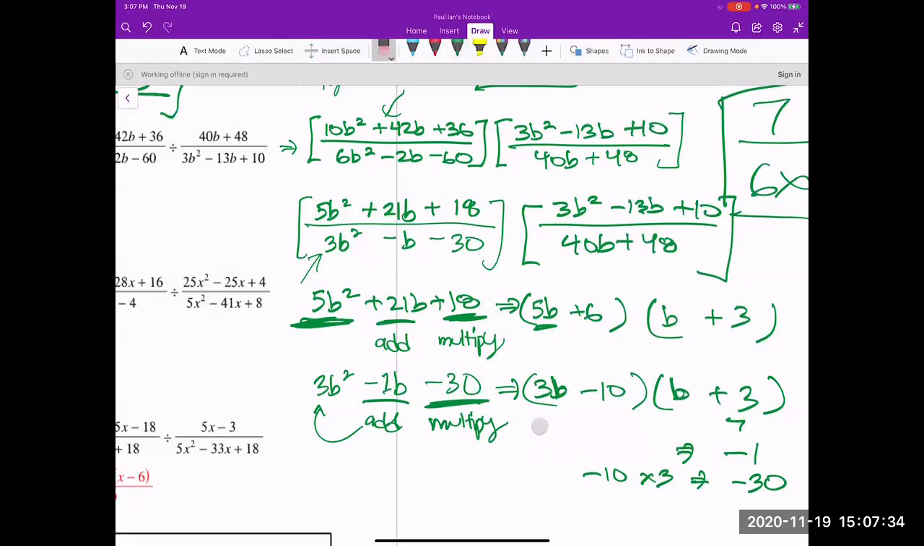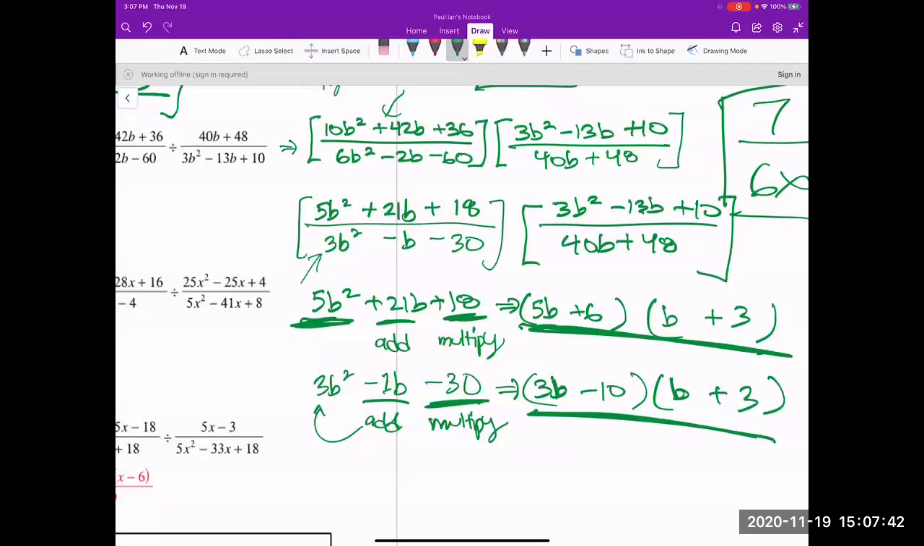Like I said, we'll do this again, but this is the one where it's really packing a lot of these things. So you have this one now, and then you have 3b minus 10 times b plus 3. And so that's the top and bottom. And then let's look at this other guy: 3b squared minus 13b plus 10. So the first thing is 3b. Next thing is minus 13b plus 10. So what two things do you multiply to give you 10, and when you add them give you 13b?